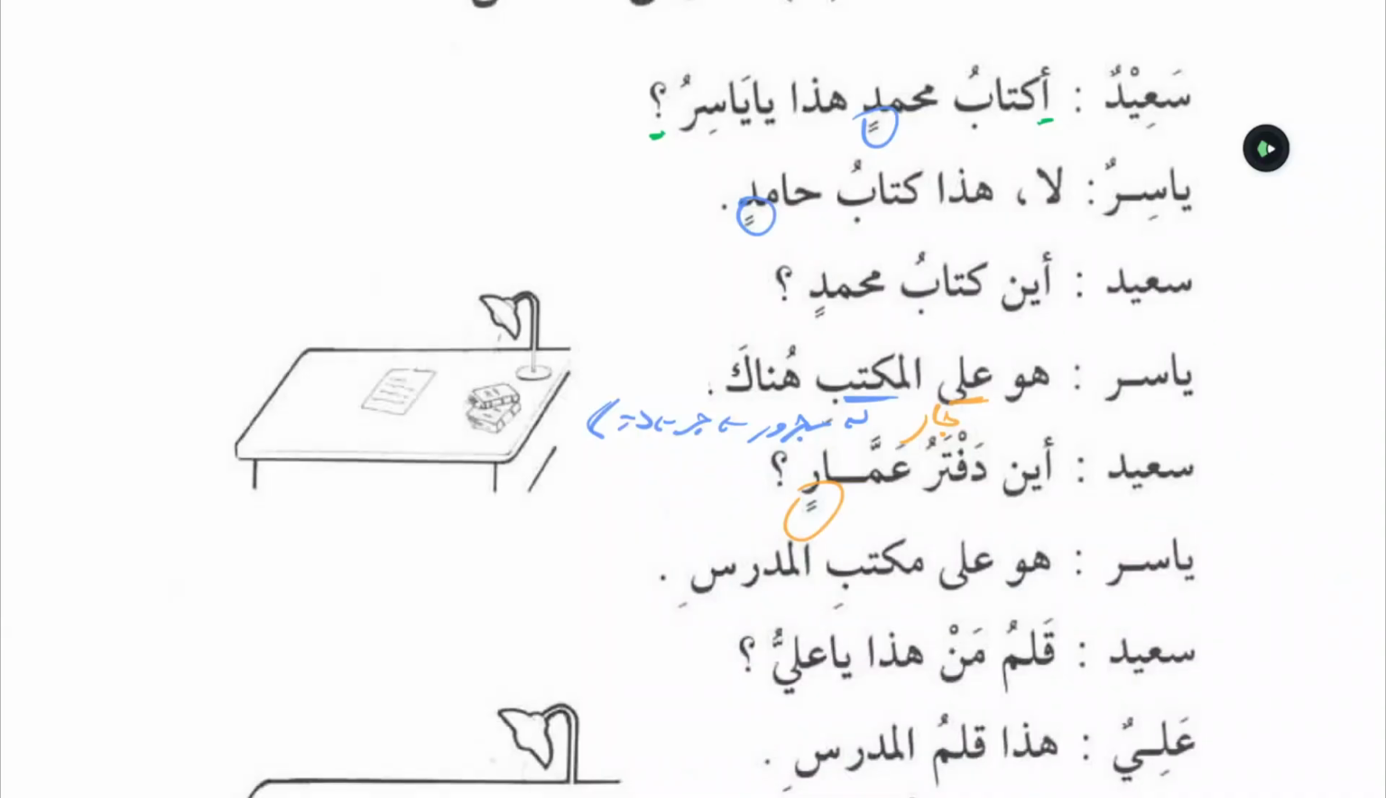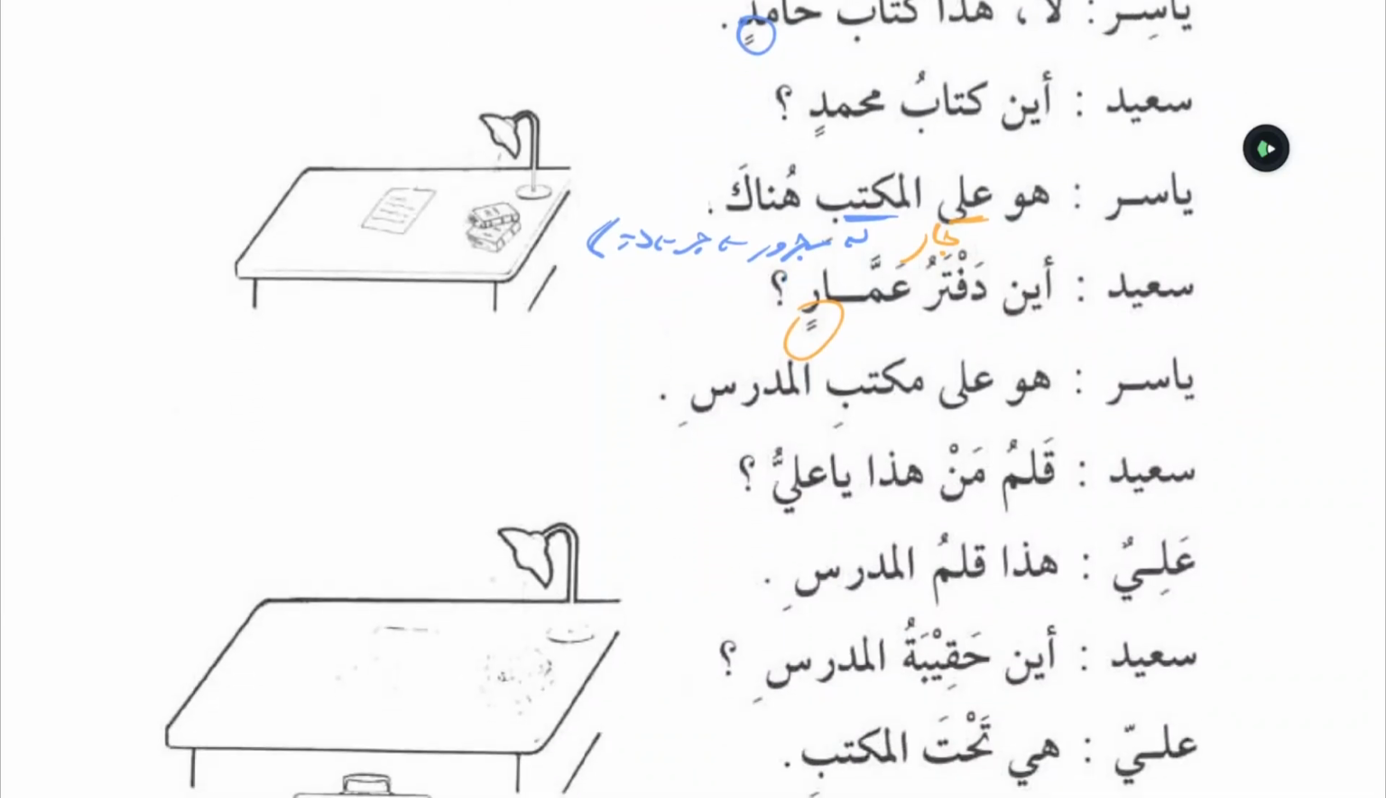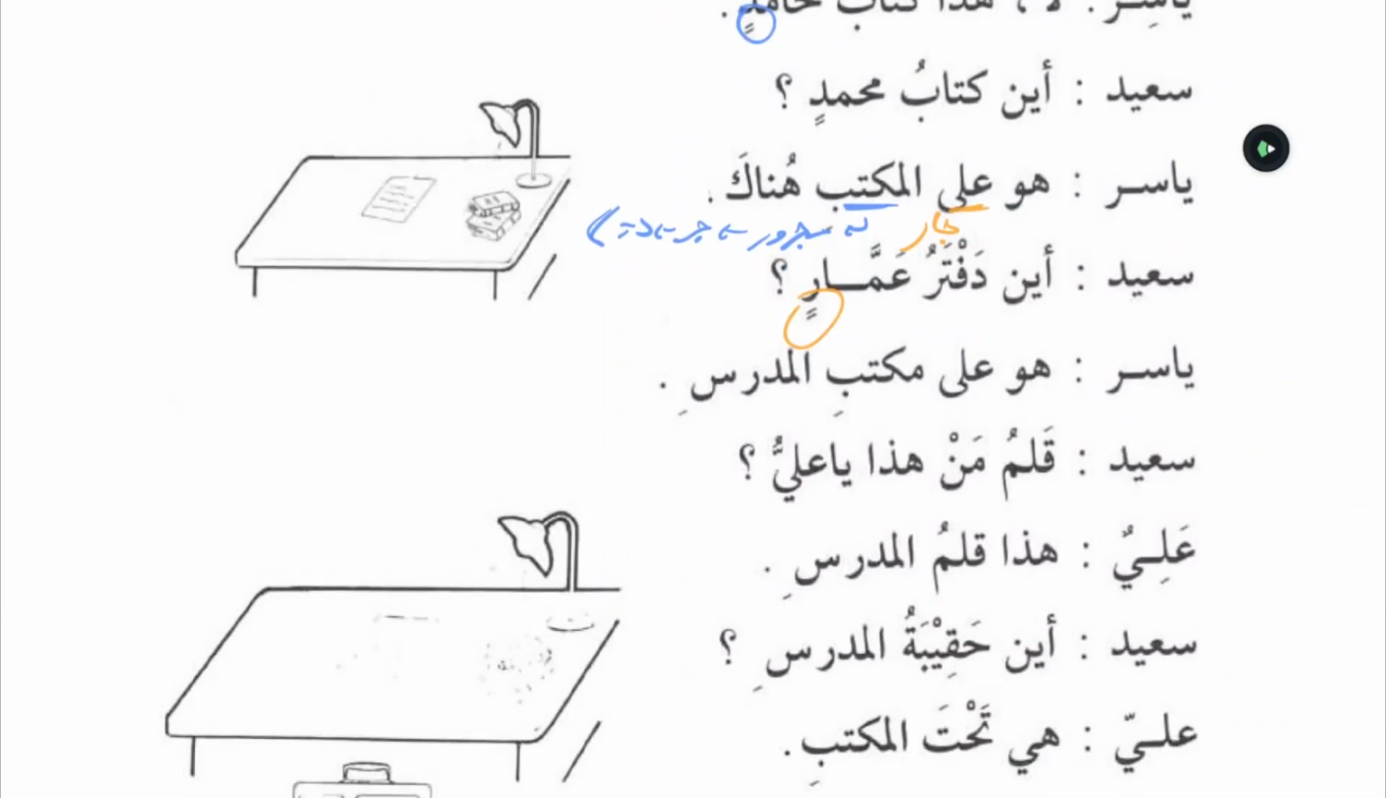Rule number two, mudaf can have alif lam or tanween. Daftar doesn't have alif lam or tanween. And rule number three, mudaf ilayh is a rule that falls under the position of jar. And because it falls under the position of jar, it is reflected by a kasra. Yasir replies, هو على مكتب المدرس. It is on مكتب المدرس.